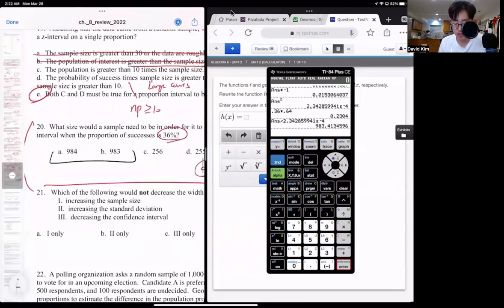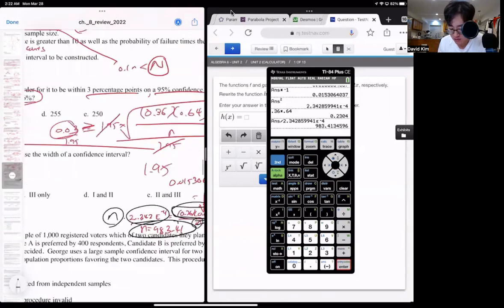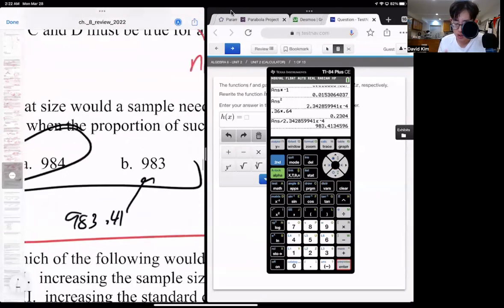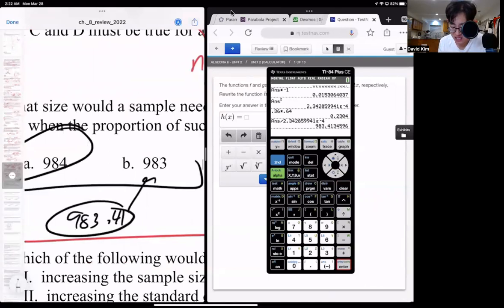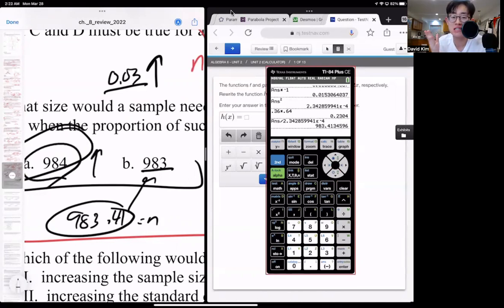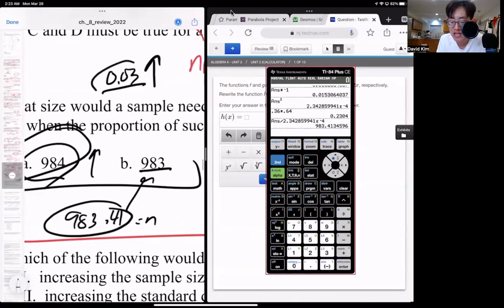Here are the choices. Which one should I go for? You're choosing A. If you go with 983, you're cutting it short. Remember, 983, yes, that's part of the answer, but it's 983.41. You need to put this as your n in order for you to get exactly 0.03. Anything less would mean, remember, a smaller sample size means bigger variance, a bigger margin of error, which means you can't get it within 0.03. Rather, it's going to be above 0.03. So rather, increase your sample size by one insignificant extra sample, in which case your margin of error will be within 0.03 points.